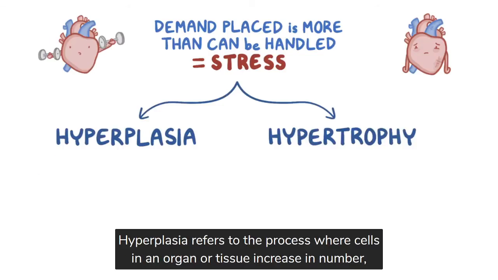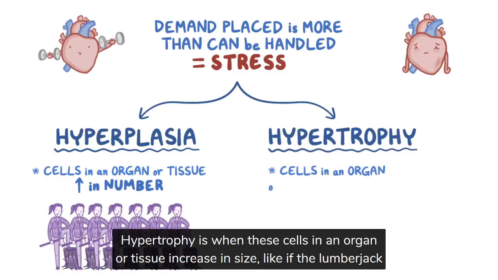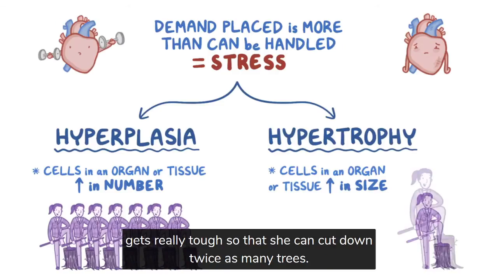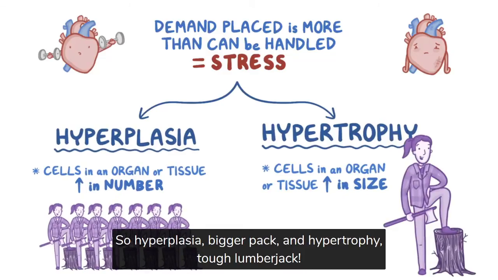Hyperplasia refers to the process where cells in an organ or tissue increase in number. So it's like hiring a bigger pack of lumberjacks. Hypertrophy is when the cells in an organ or tissue increase in size. Like if the lumberjack gets really tough so that she can cut down twice as many trees. So hyperplasia, bigger pack, and hypertrophy, tough lumberjack.